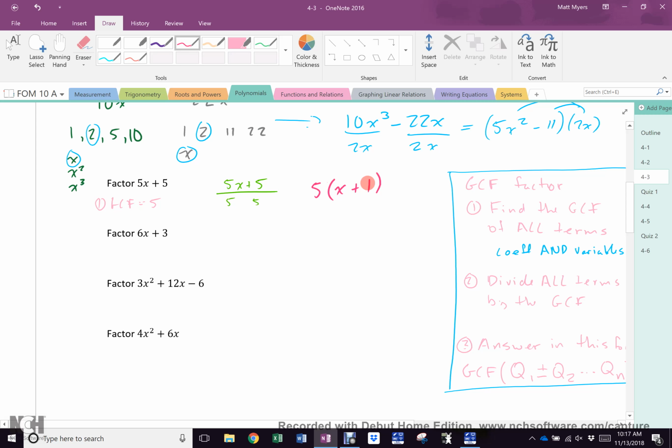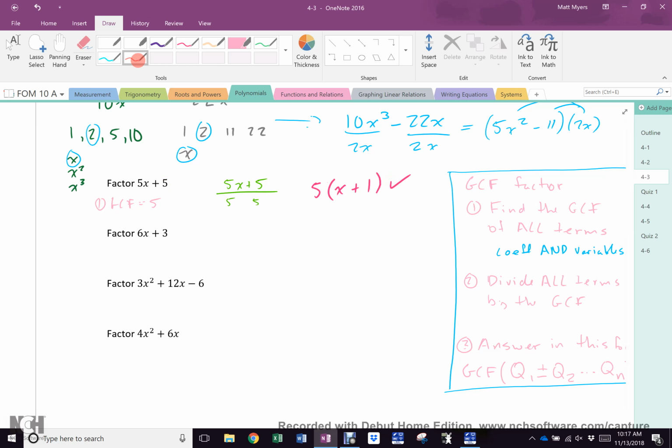How do you know you did it right? You take 1 second to check at the end, which none of you will do on your test, and you will all lose a ton of marks because you refuse to take a second to check. Is 5 times x 5x? Yes. Is 5 times 1 5? Yes. So are we right? Yes. Everybody good? All right. Do the next one.